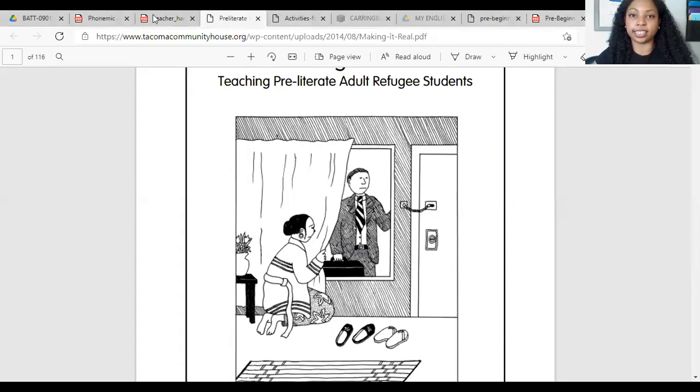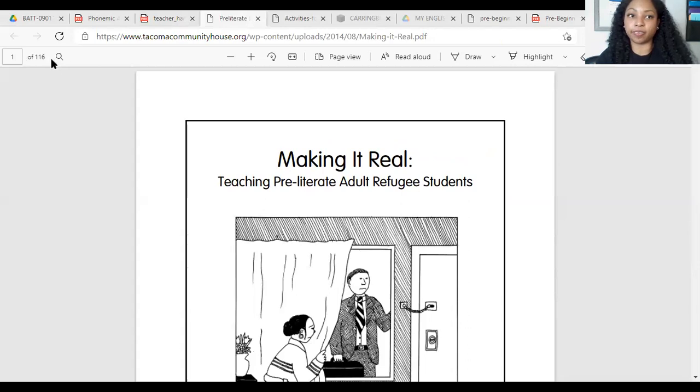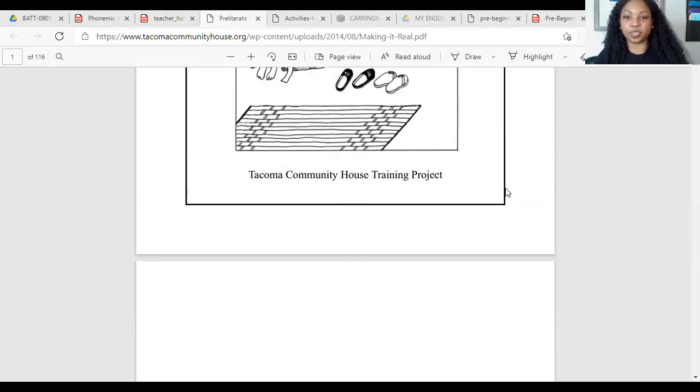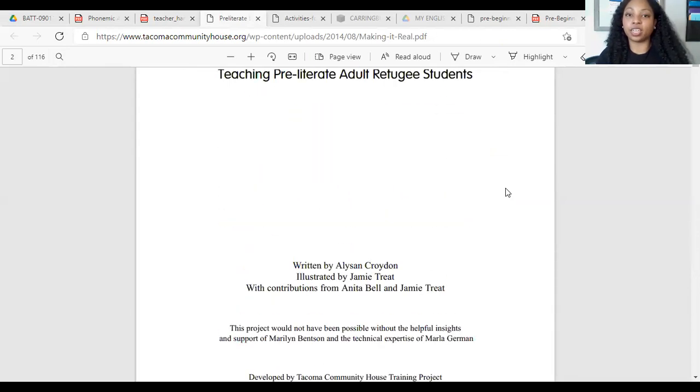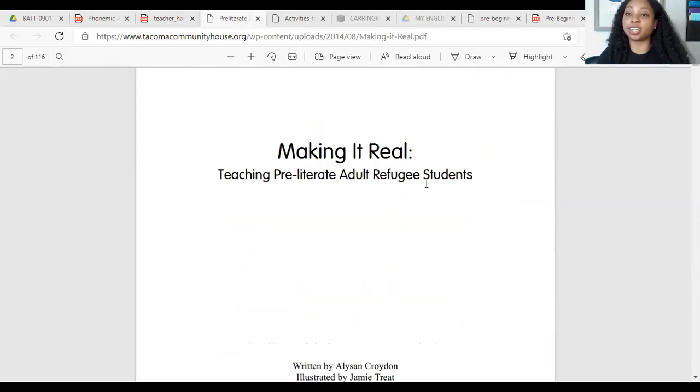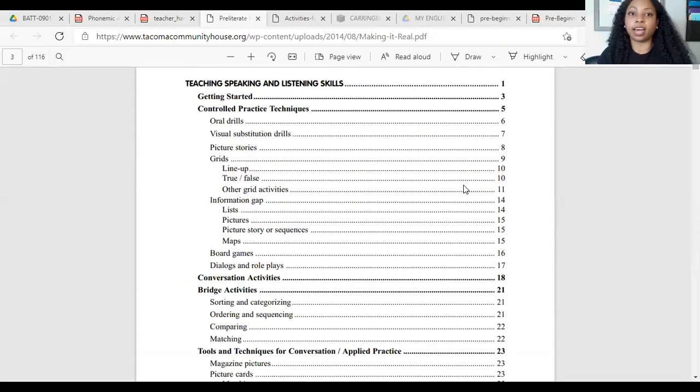Okay, this is Making It Real. So it is a PDF. This is 116 pages of a fantastic resource. Making It Real is designed for teaching pre-literate adult refugee students. And a lot of these activities are designed for in-person classes, but I found that most of them can be adapted to teaching virtually.